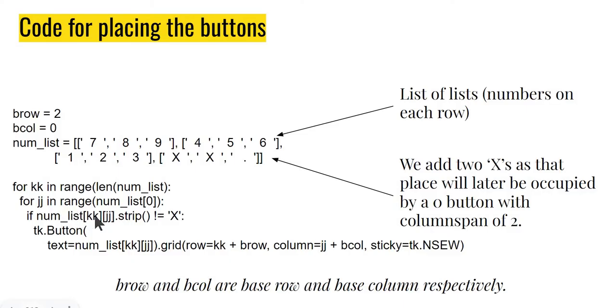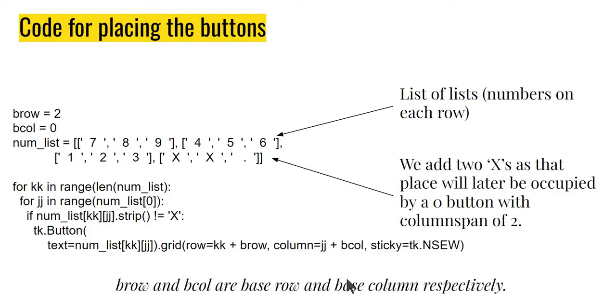For example, num list KK JJ, which means the JJth item of the KKth list, which means, for example, 0, 0 would be 7. So I strip this whole thing so that the spaces are taken out. If that is not equal to X, which means something has to be placed there, I put a button with text being num list KK JJ, and I place this at row KK plus B row, which is the base row, and column JJ plus B column, because B row and B column are my base row and base column respectively.